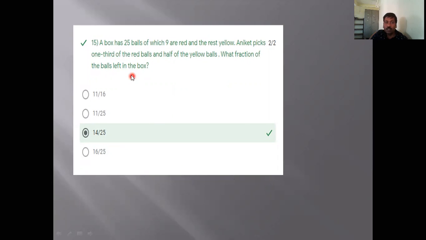And now, the last question. A box has 25 balls, of which 9 are red and the rest yellow. Ankit picks one third of the red balls and half of the yellow balls. What fraction of the balls is left in the box? So how can we solve it? The box has 25 balls in total. Red balls are 9, and the rest are yellow.